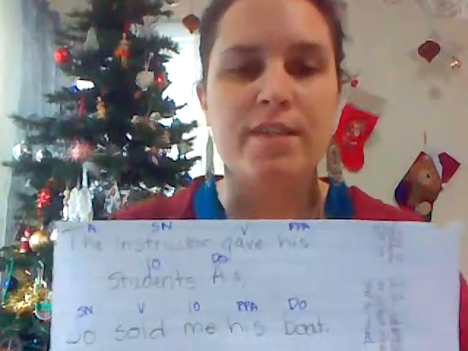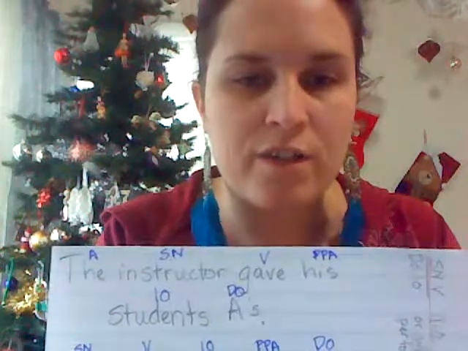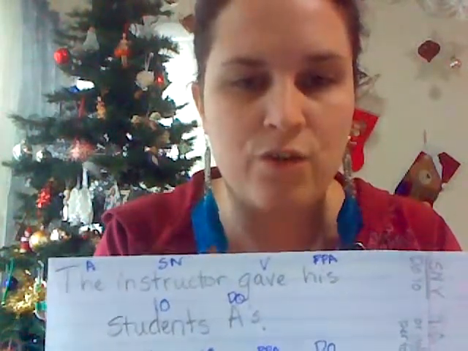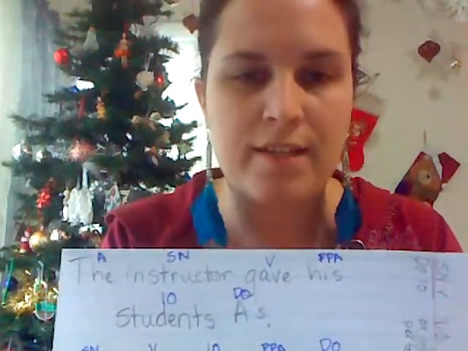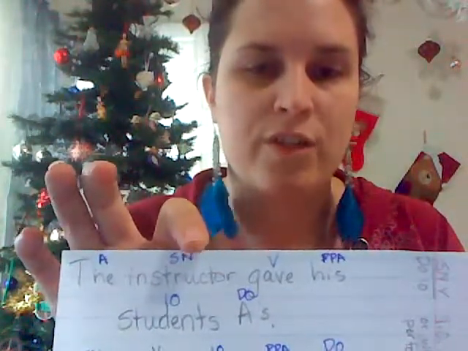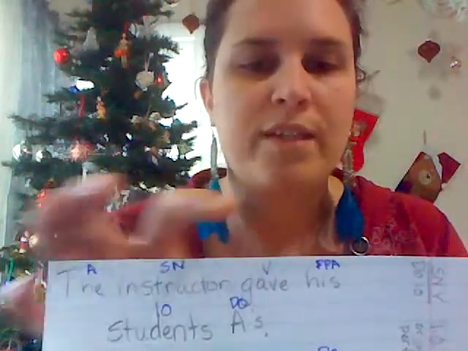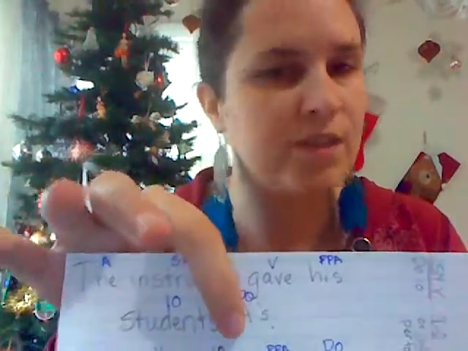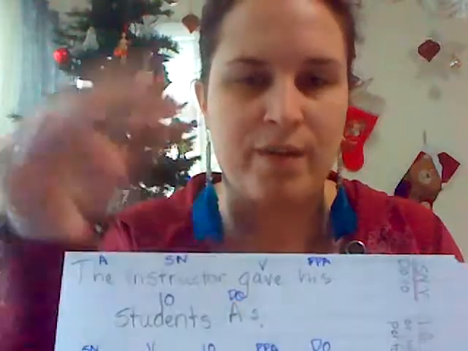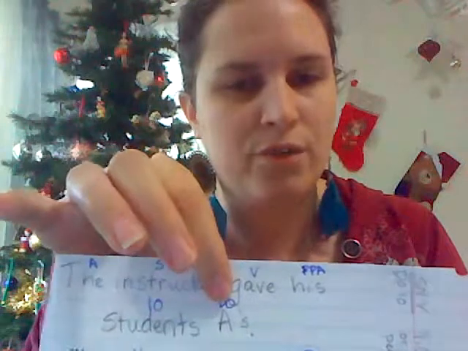The first sentence says, hopefully you can see that okay, the instructor gave his student A's. Who gave his student A's? Instructor, subject, noun. What is being said about instructor? Instructor gave, verb. Gave what? A's. He didn't give his students, right? He's not giving away his students. He gave A's.